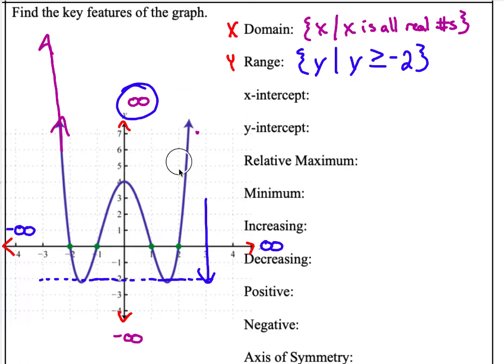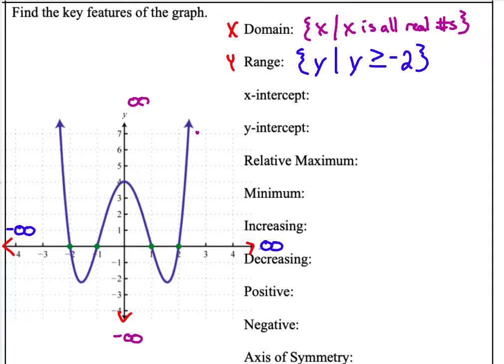Okay? So hopefully that helps a little bit with our domain and range, and how far those numbers are going to spread.